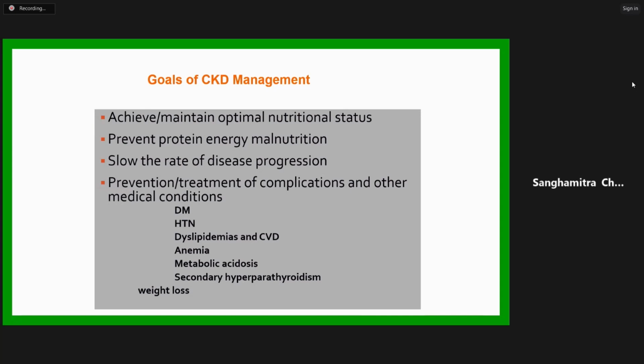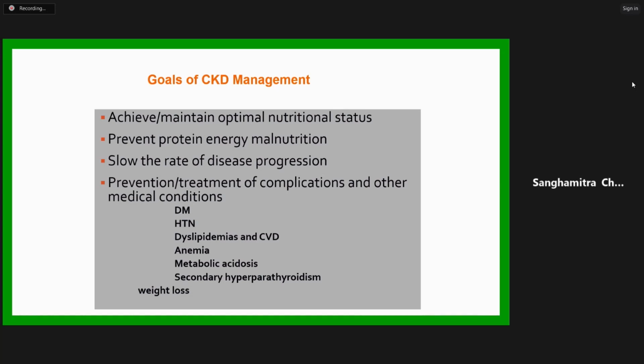So the goals of CKD management should be, we should achieve and maintain optimum nutritional status depending on the level of the GFR. We need to prevent protein and energy malnutrition, which typically starts at stage 3 onwards, because that is the time when the patients start complaining of oral intake issues. We need to slow the rate of disease progression. It's important to counsel the patient that this is not absolutely reversible. So we need to slow the rate of disease progression. For that, regular checkups and proper dietary management are required.